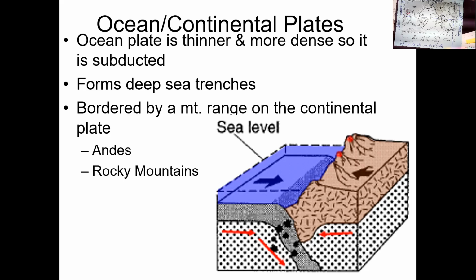So we'll always have these deep sea trenches, and it will be bordered by a mountain range on the continent. This is again happening here at the Peru-Chile Trench. So we have a trench forming along the west coast of South America. And then we also have the Andes Mountains on South America.